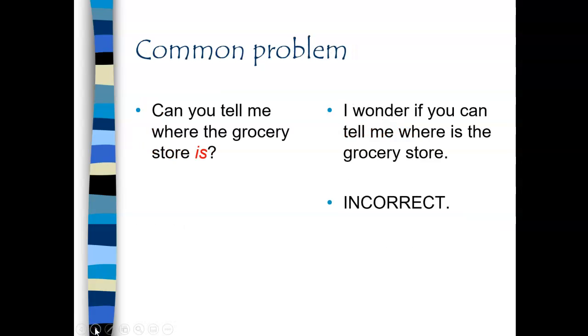So one of the common problems is that with the verb to be, can you tell me where the grocery store is? Remember, you have to put your verb to be here at the end of the question. Can you tell me where the grocery store is? It is incorrect to say, I wonder if you can tell me where is the grocery store. That is incorrect. This is like the direct question structure.